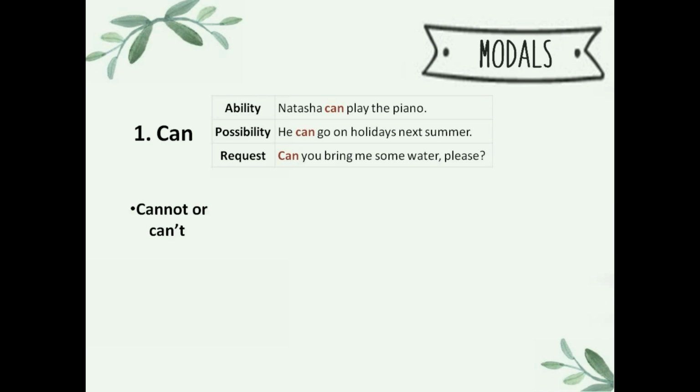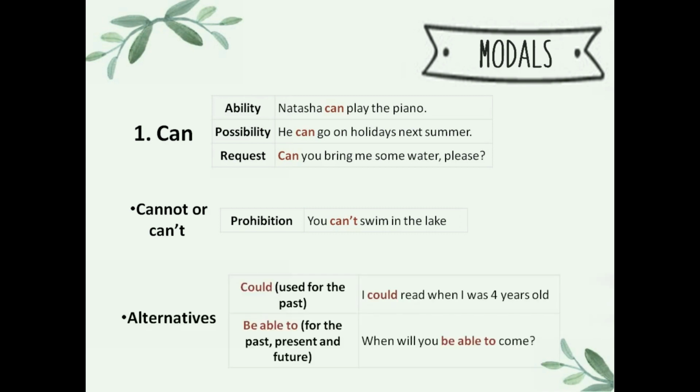The negative form of can is cannot or can't, and we normally use it to talk about prohibition. As you can see in the example, you can't swim in the lake. That's a prohibition. And now, you have to know that we can only use modals in the present. So, what if we want to speak about ability or possibility in the past or in the future? Well, we've got some alternatives.